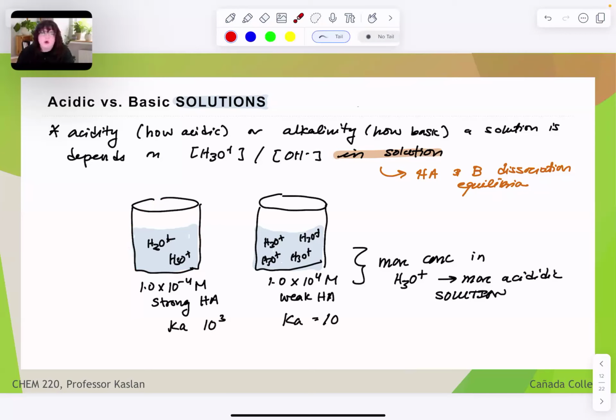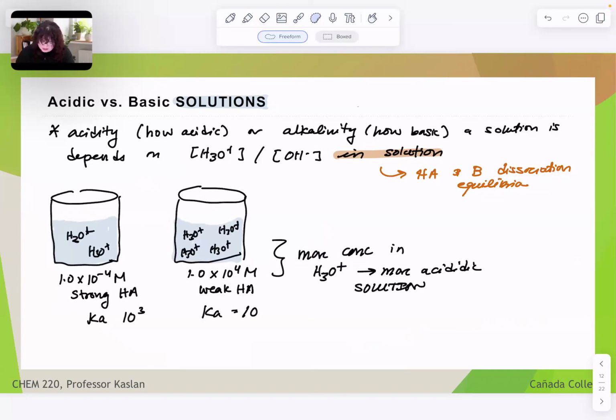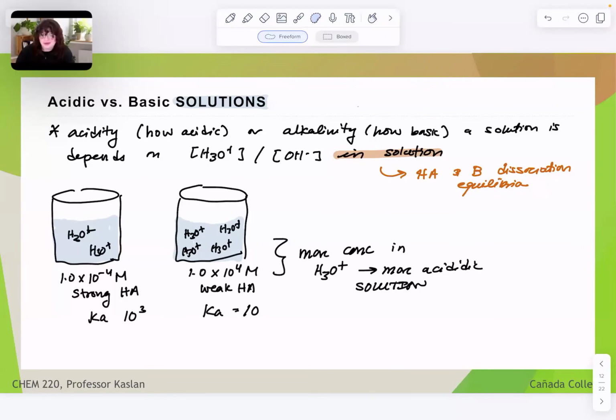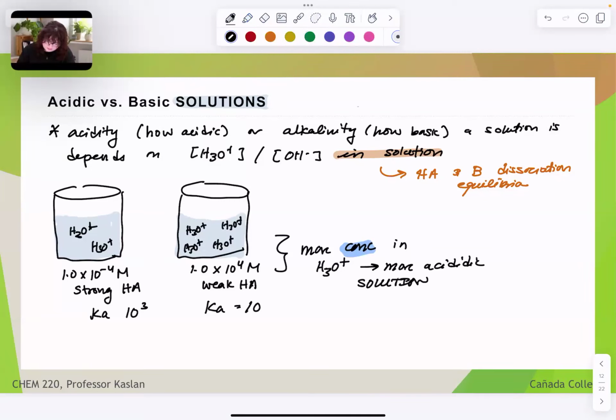This is a very qualitative, general example, but the idea is that just because you're a strong acid doesn't mean you're always going to create a super acidic solution. It's very likely that you will because you're good at dissociating and creating that hydronium ion. But the point is that concentration is the determining factor when it comes to determining the acidity or basicity in solution. So this depends on concentration.